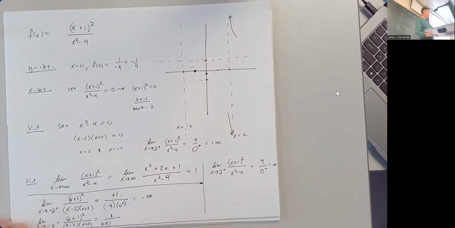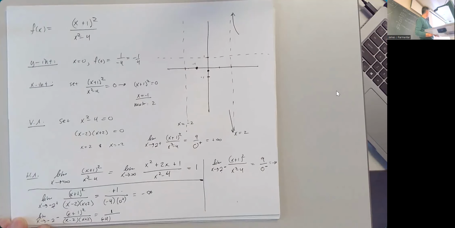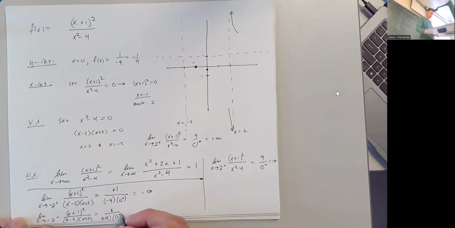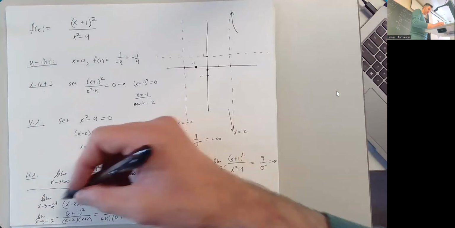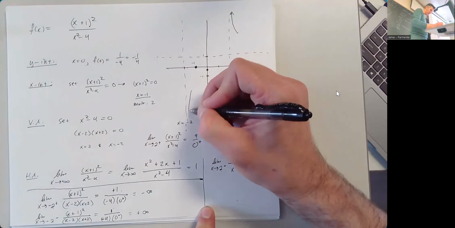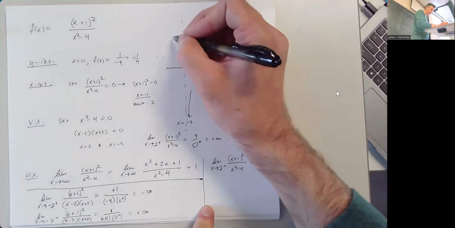And now a number a little bit less than -2, like -2.1 plus 2, is slightly negative. So we end up with a positive over a negative times negative, which is a positive infinity overall. So at -2, on the right side of -2, we're going down, down, down. On the left side of -2, we're going up, up, up.